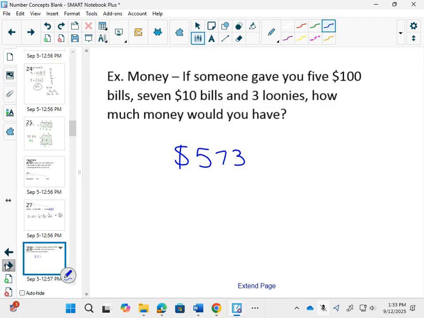Did you get 573? Yeah. Excellent. So again, this is place values. These are your $100 bills. These are your $10 bills. These are $3 in loonies. They're all holding the place value. Where things get a little bit trickier with money is when you have some things that are like $20 bills and $50 bills and $5 bills, then you have some more adding that you would need to do.